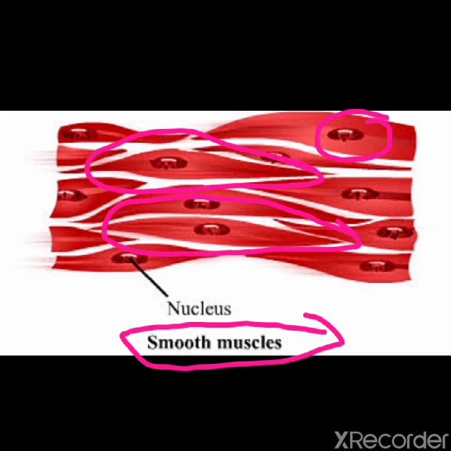They do not have any bands or striations. In voluntary muscles, you saw that bands and striations were there. But what about involuntary muscles? They do not have bands or striations. Hence, these are also called unstriated muscles. Involuntary muscles are also known as unstriated muscles.